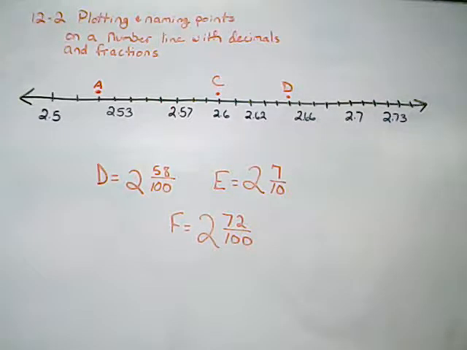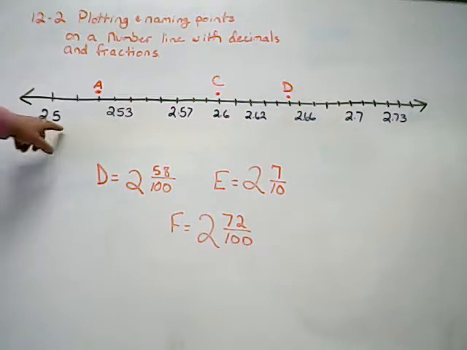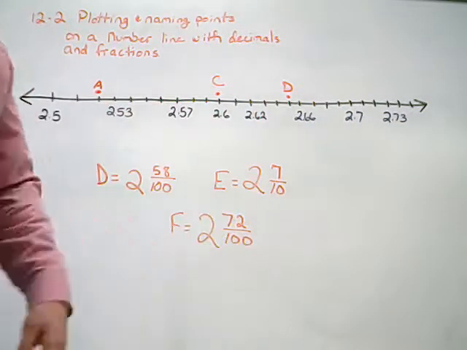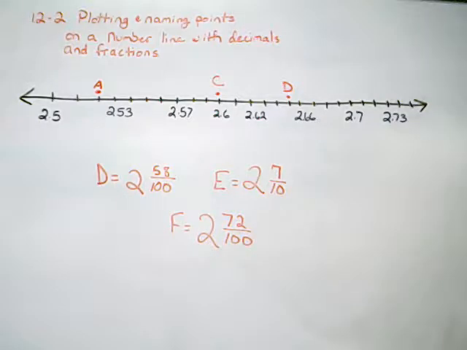So you'll see up front I have my number line. And my number line has a mixture of both tenths, where I have one digit after the decimal point, and hundredths, where I have two digits after the decimal point. What we're going to do today is plot some points on the number line according to what the tenths or hundredths tell us. Now, one quick tip.